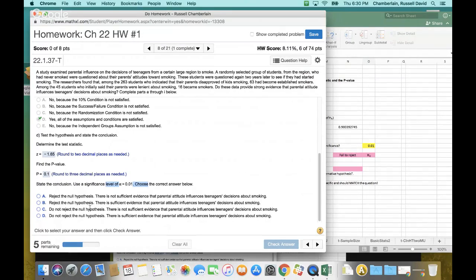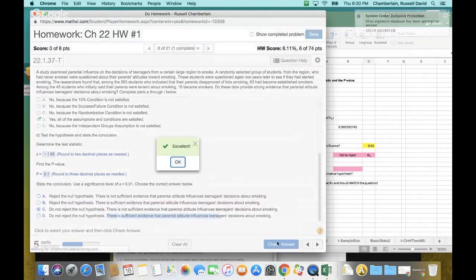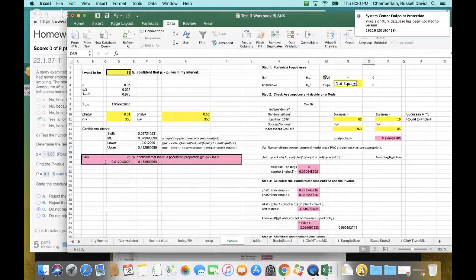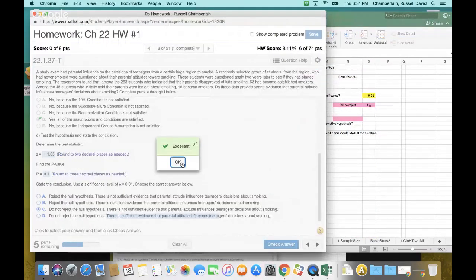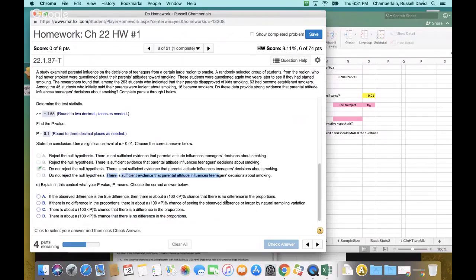So they say do not reject, and there is not sufficient evidence. They say do not reject, there is sufficient evidence. There is not sufficient evidence. I know that because we were testing to see if these were actually the same thing. What's the likelihood that the difference we observed was due to chance? The likelihood is pretty high. So we do not reject the null that there is in fact no difference between these two populations of teenagers. There we go. Okay.